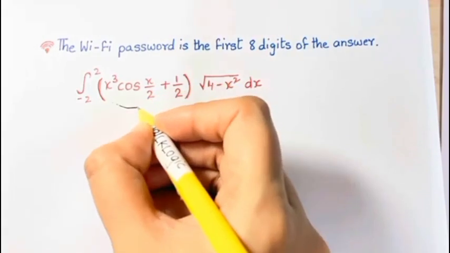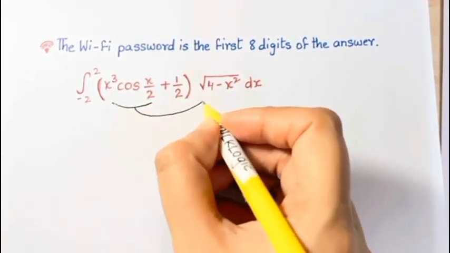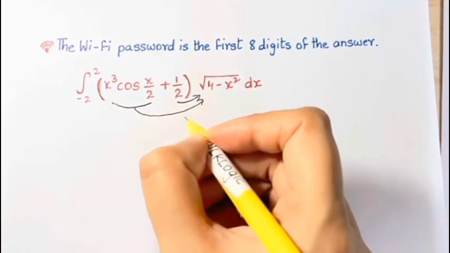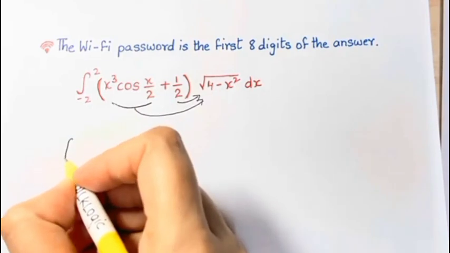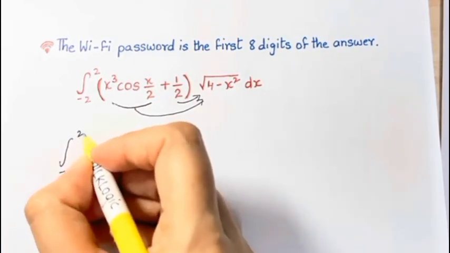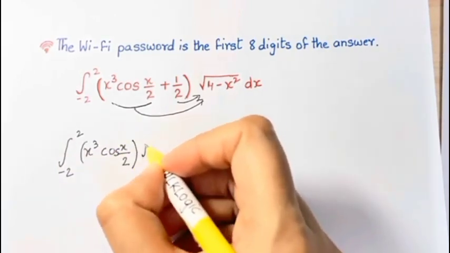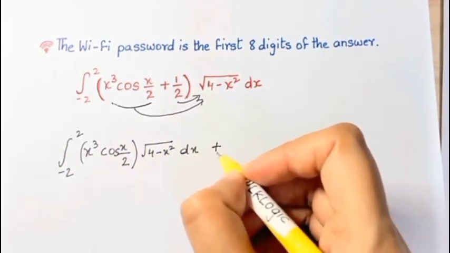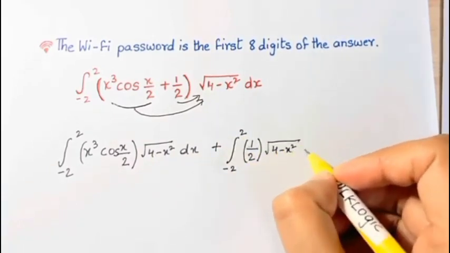So, how would we solve this? Well, we'll first distribute what's in the parentheses by multiplying each term with square root of 4 minus x squared. So, we have two separate integrals. That is, integral from -2 to 2 x cubed cosine of x over 2 times square root of 4 minus x squared plus integral from -2 to 2 half times square root of 4 minus x squared.